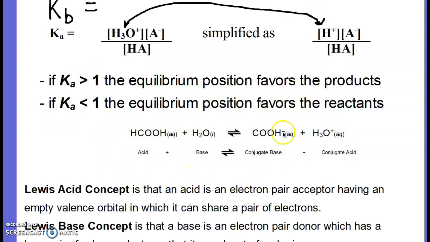Here's an example of acetic acid. I think you saw this yesterday. This is a weak acid. It doesn't dissociate completely, so you will have a lot more reactants than products. And so this is an example of a very small Ka. Acetic acid is.